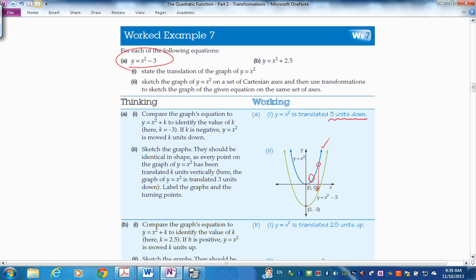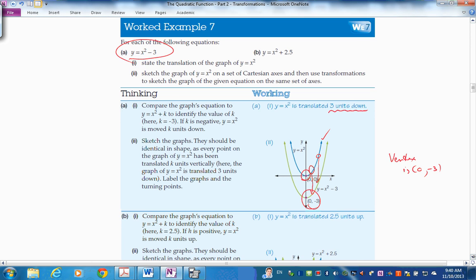Okay, once you square x, you subtract 3. Can you get an idea of why it drops down now? The vertex was at 0, 0, and the vertex now is at 0, negative 3. Because every value, when you square x, every y you get after squaring, you subtract 3.